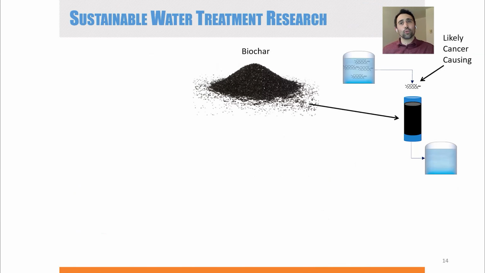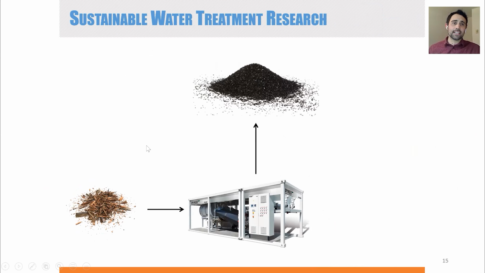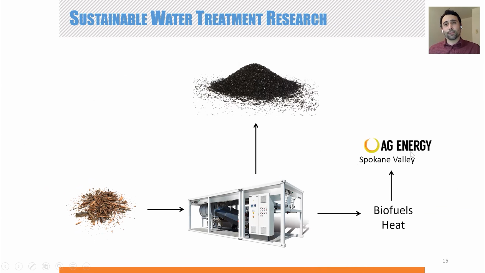I'll just touch on real quick some of my research interests. I'm interested in sustainable water treatment, like using something called biochar. That's a filtration material that can remove cancer-causing compounds from water. It's a sustainable material because it can be produced from waste materials. Something like waste wood, we can convert in something called a pyrolysis chamber into this filtration media. Also, when people produce heat or energy from biofuels, like this local company to Spokane called Ag Energy, they also produce biochar as a byproduct of producing energy from biofuels.